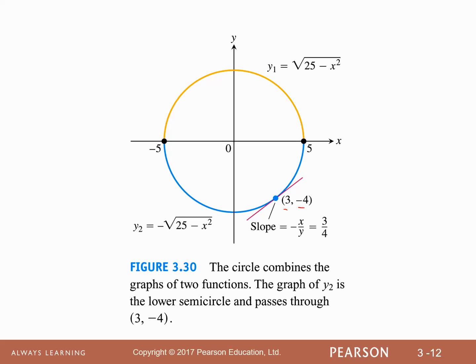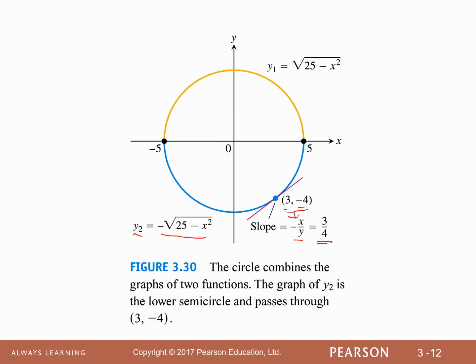And here is the value of y2, which is the one in the bottom. y2 equals negative square root of 25 minus x squared. And here is the slope, negative x over y. When you plug in these values on the slope, it will give you the slope 3 over 4, which is the same thing that we did.